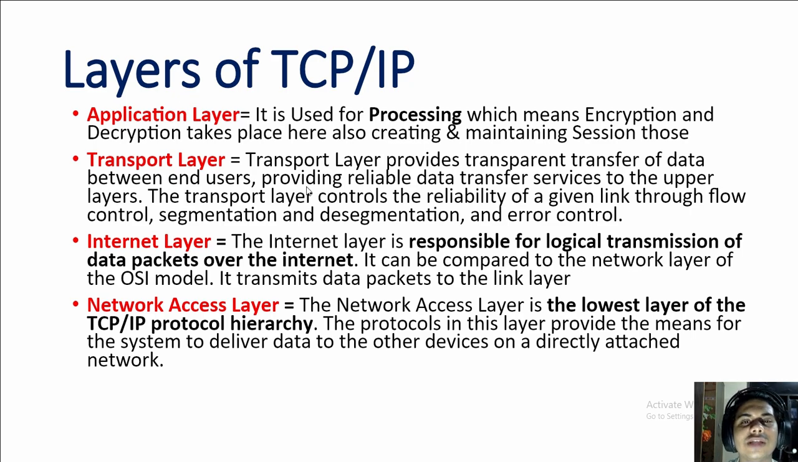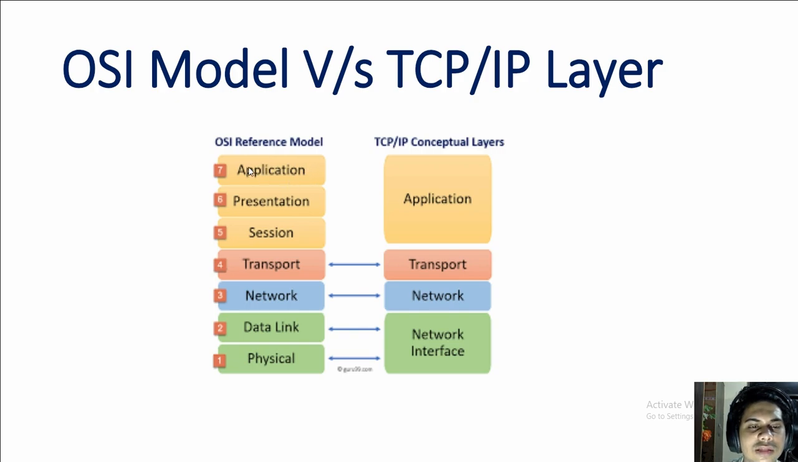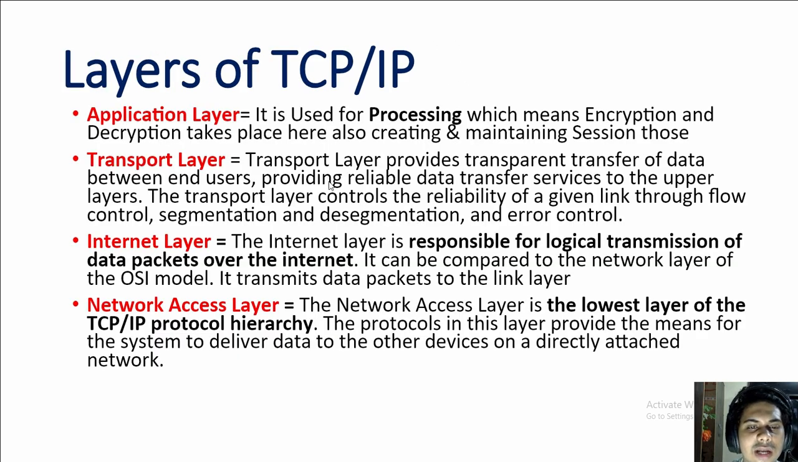Now what is the application layer? It is used for processing, as it includes the 3 layers of the OSI model. As you can see here, this is your OSI model and this is your TCP/IP model. So the application, presentation and session layers are included in the application layer of the TCP model, which means the work which the presentation and session layers do is also done in the application layer. As you can see here as well.